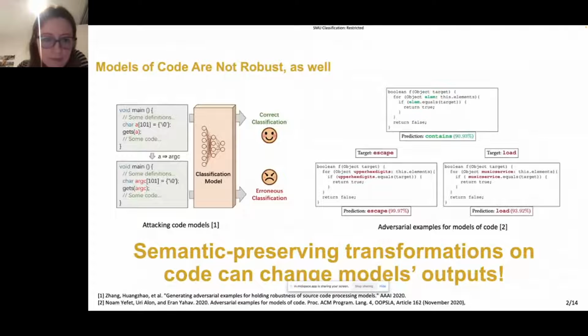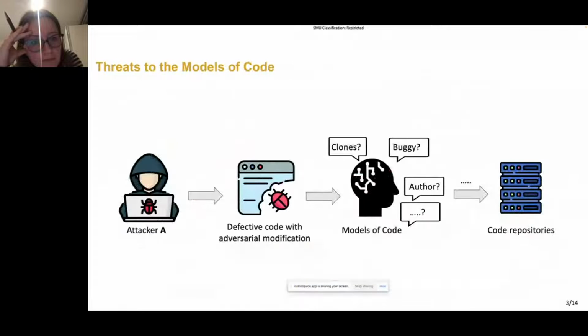In the example illustrated by the left figure, a model can correctly classify the input, but if the variable A is renamed to something else, it will be wrongly recognized by the same model, even though the program behavior is exactly the same. The fact that semantic preserving transformations on code can change model outputs highlights some security threats. Assume there is a malicious attacker or programmer in a company, and the company deploys an AI system to conduct several software engineering tasks, like detecting defective code.